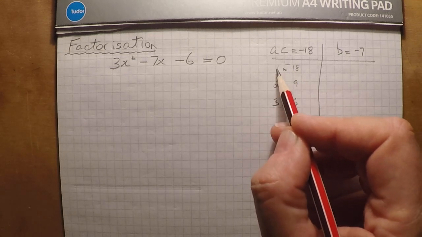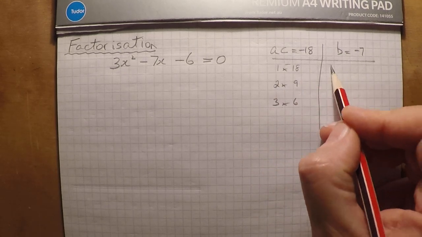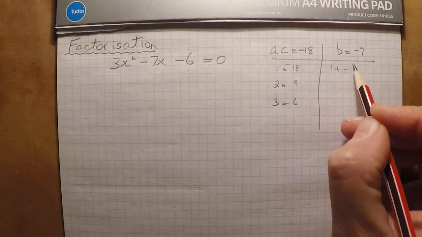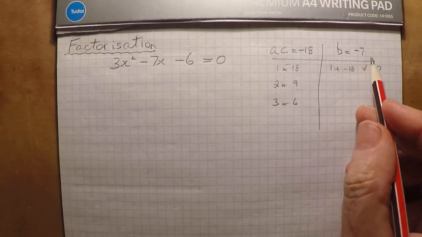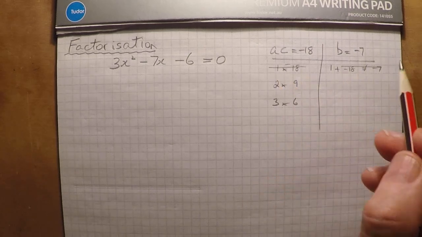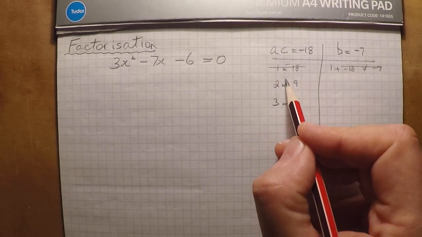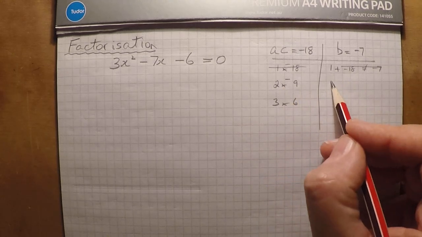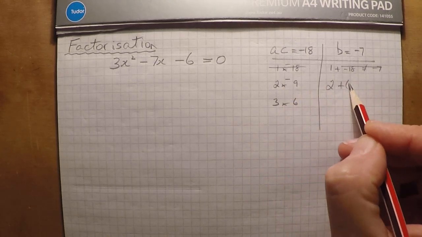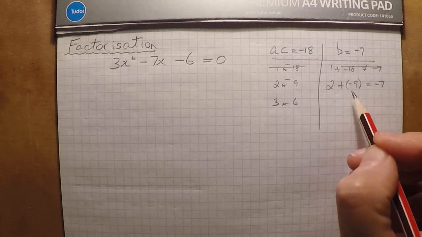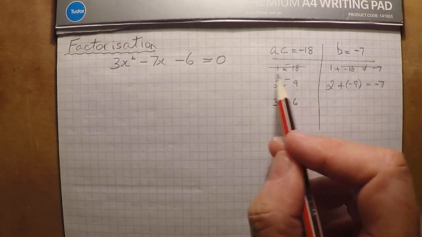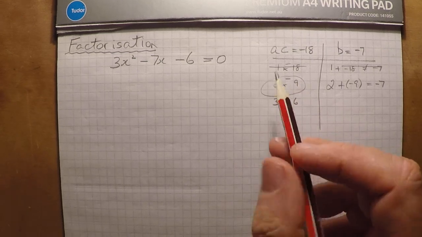If I go 1 and -18, 1 plus -18 does not equal -7, that's wrong. 2 and -9, let's try -9. 2 plus -9 is -7. That's the one. This is the pair of numbers we need.